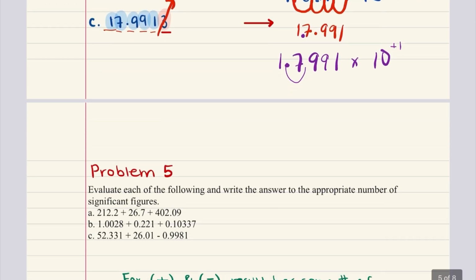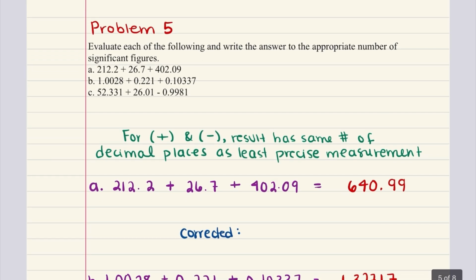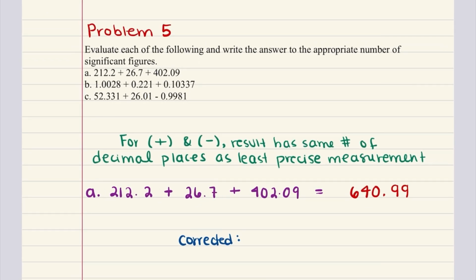Phenomenal. We've completed problem 4. Now we can move to problem 5. Problem 5 says evaluate each of the following and write the answer to the appropriate number of significant figures. So what you notice is A, B, C, we're dealing with addition and subtraction. And our rule for significant figures for addition and subtraction is that the result has the same number of decimal places as the least precise measurement.